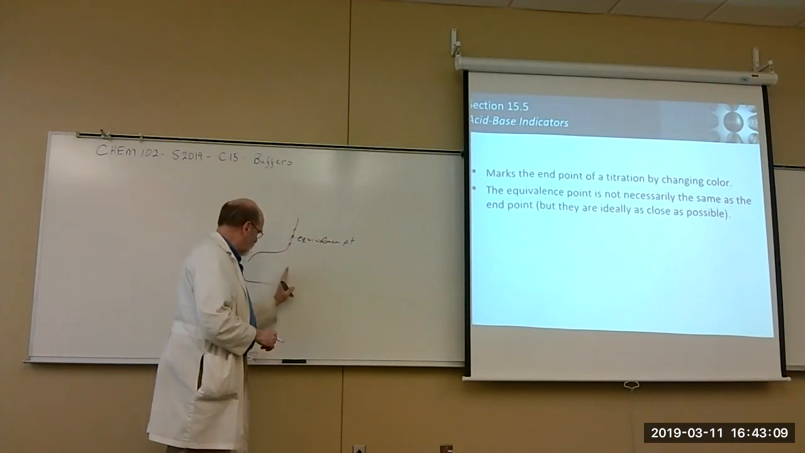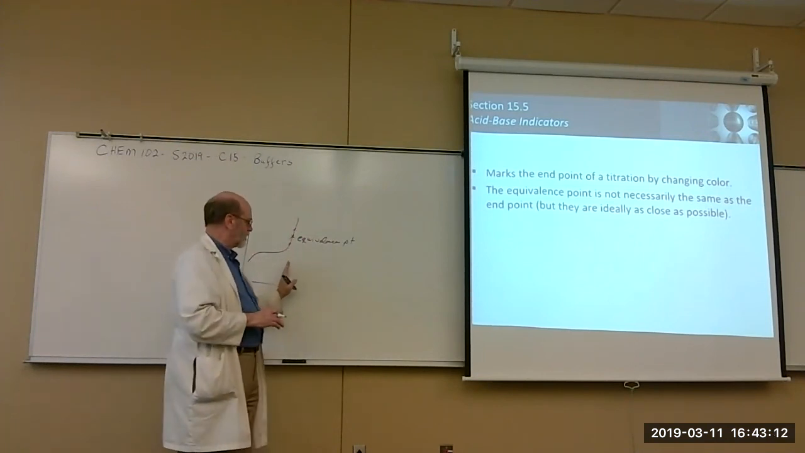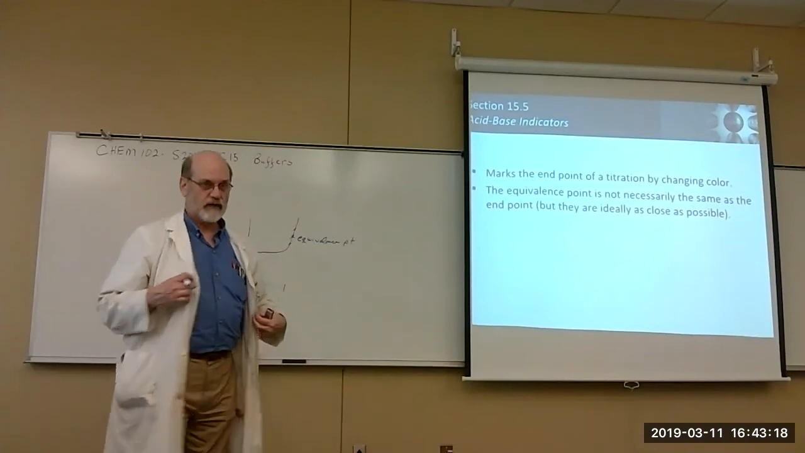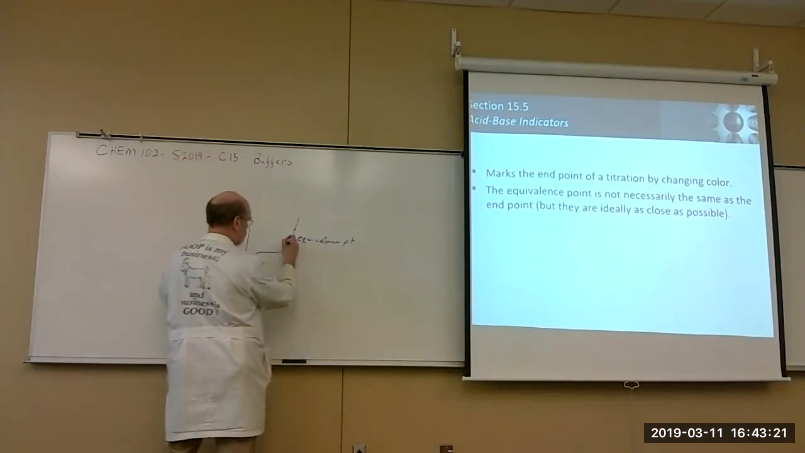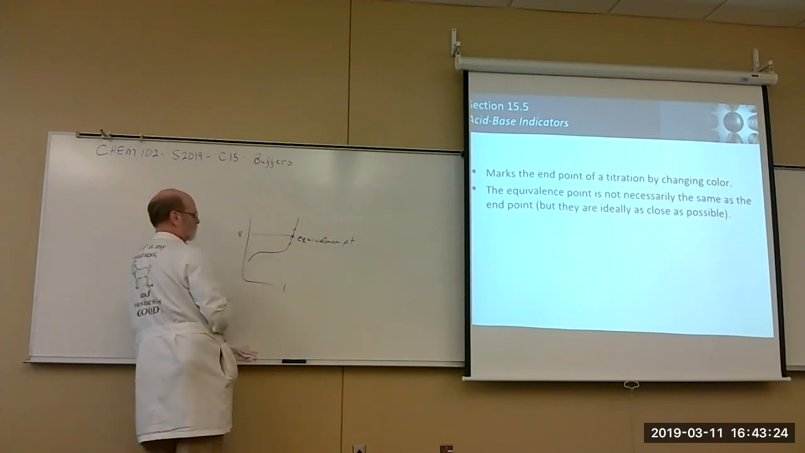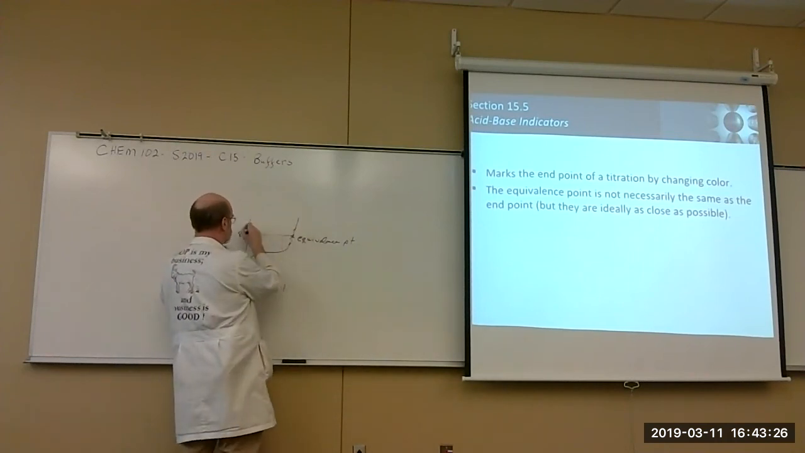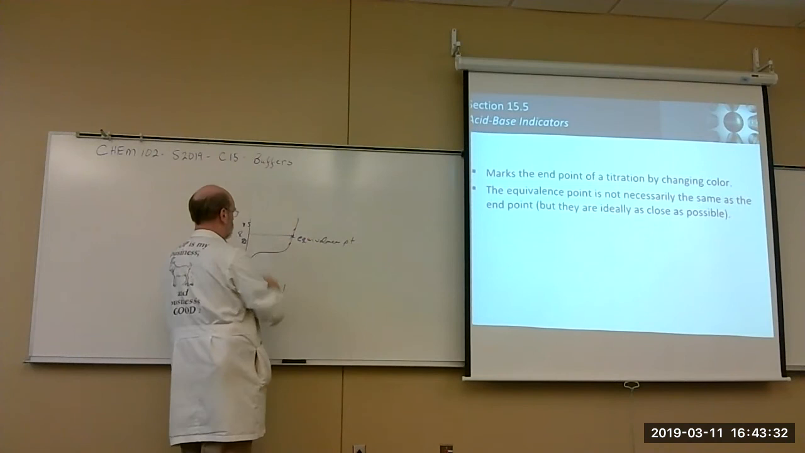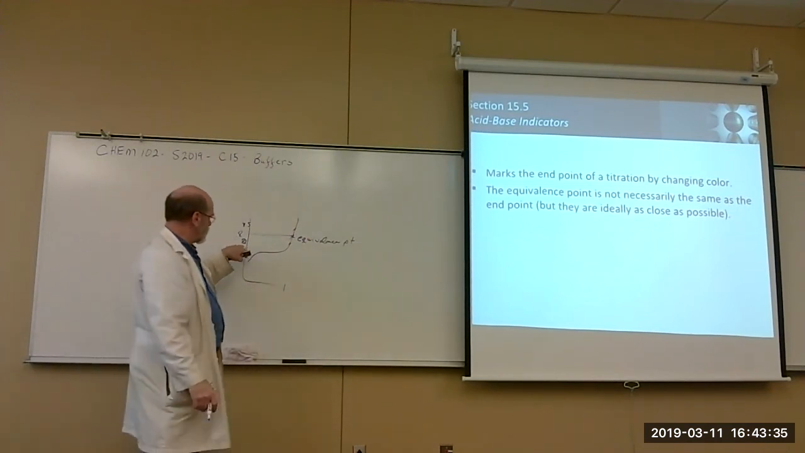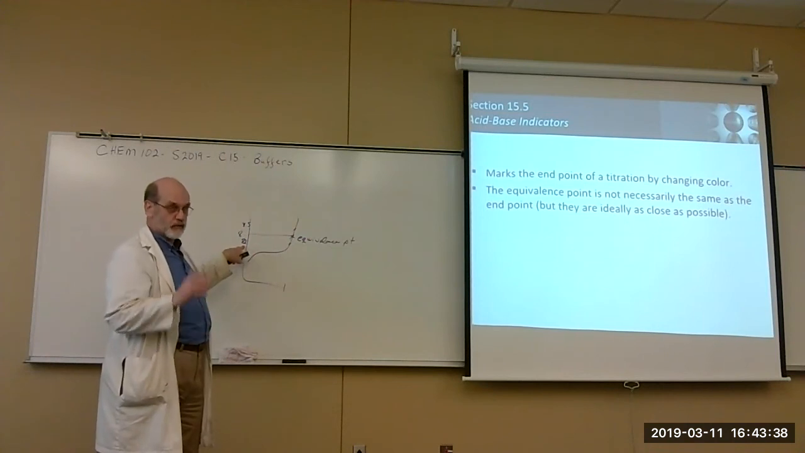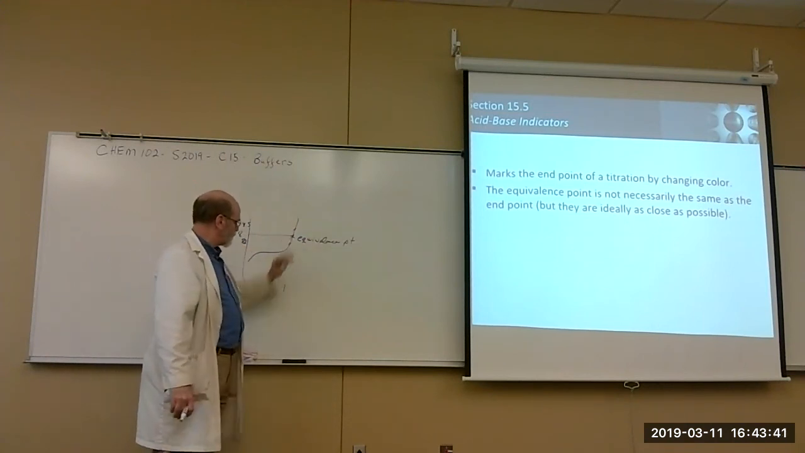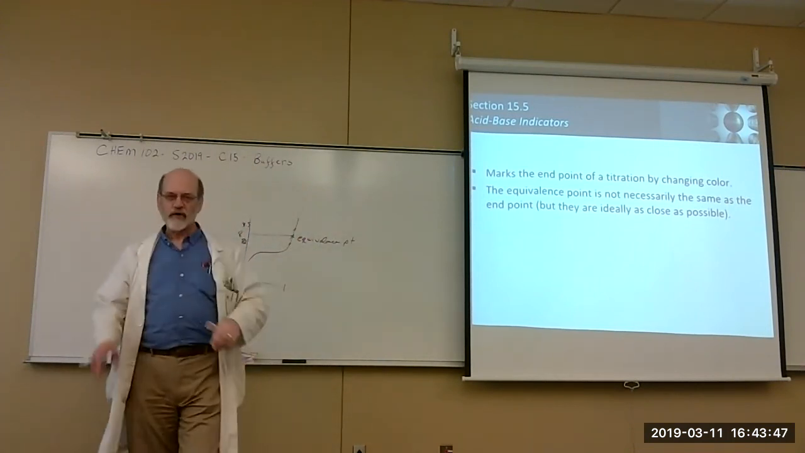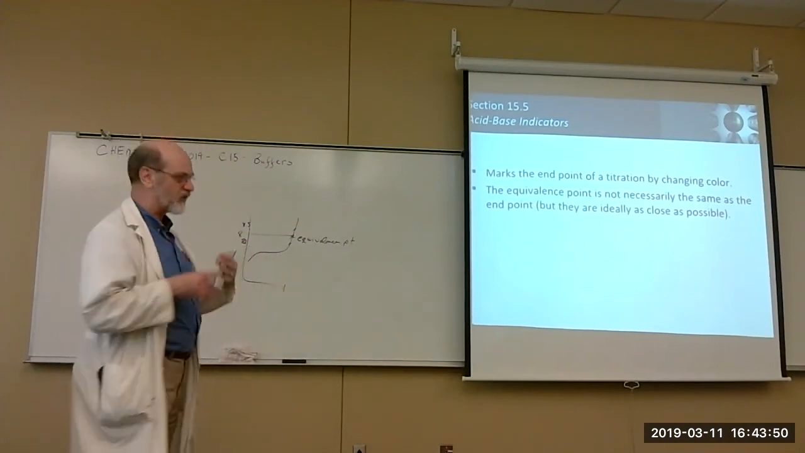Because the amount of base added hasn't changed very much from here to here, it's not a serious problem. I mean, the pH at the equivalence point might be, I don't know, 8. And then if this is 8.5, or this is 8.2, then it doesn't matter. If these are the pHs at which the color changes and we see it, then the fact of the matter is we haven't moved the base very much to see that change. So the color change doesn't have to be exactly at the equivalence point.